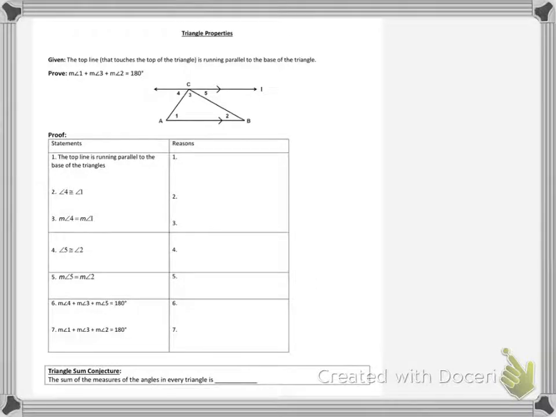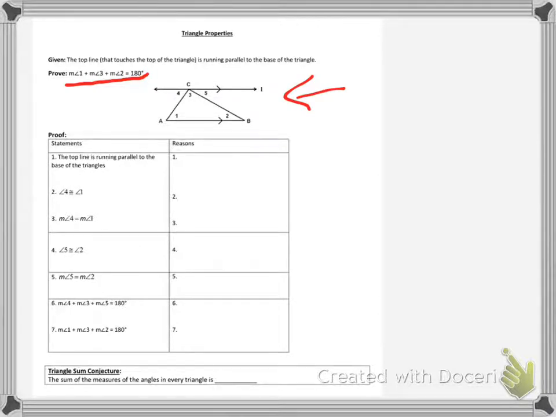We've done a lot of work to get ready, and now we're finally ready for our first triangle proof. We're going to prove that the angles in a triangle add up to 180 degrees. So, we're going to use this diagram, and you see various angles labeled.